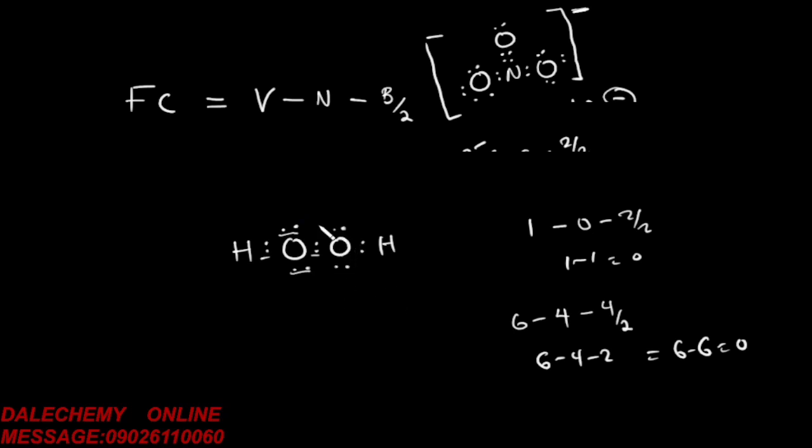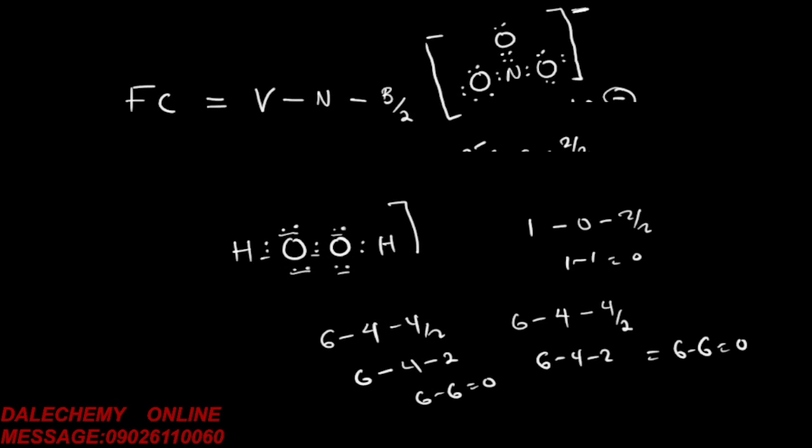So for the second oxygen here, it will be 6 minus, so it has 4 non-bonding electrons and 4 bonding electrons. That will be 4 minus 2 over 2. So that will be 6 minus 4 minus 2. That will be 6 minus 6, and that will be equal to 0. So that's all for this video. So it means that in total they don't have any charge.